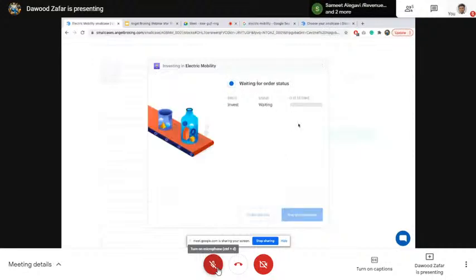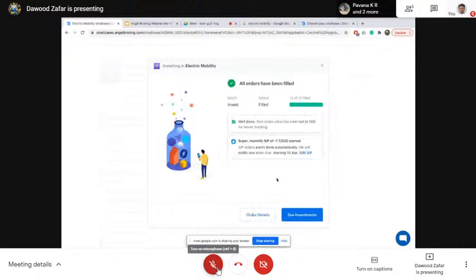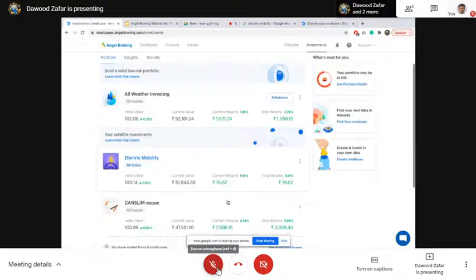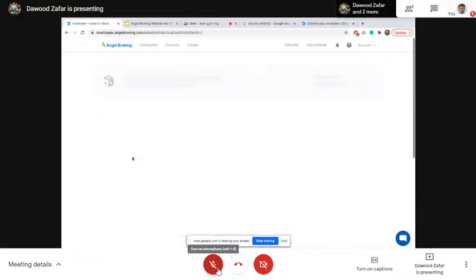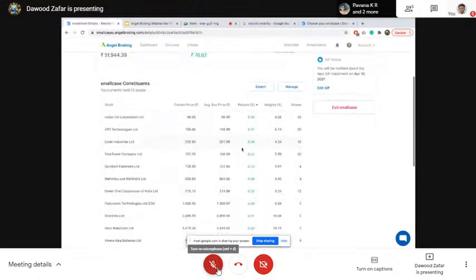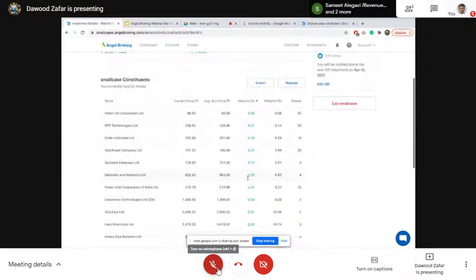If I click on this, there are 13 stocks. In one click, I'll be executing all 13 stock orders as per the weightage. Just look at this magic. We executed all the stocks in just one click. Now you can come and see my SIP is active and I have invested in this small case. This is my current return, and these are the details of my investment.